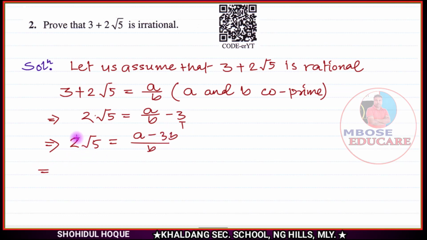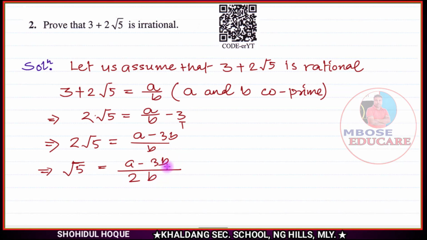Now this 2 is multiplied with under root 5. So 2 now we shall transfer to the right hand side. In the left hand side only under root 5 will be left, equal to A minus 3B. This 2 was on the left hand side, the 2 was multiply. It will go to the right hand side, it will be divide. So it will be 2, and B is as it is.